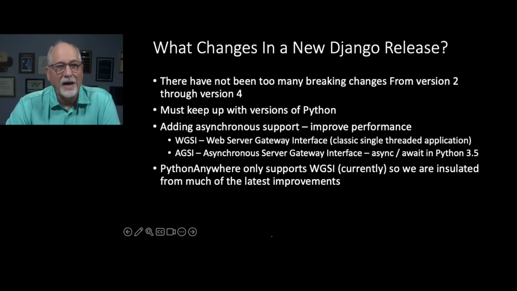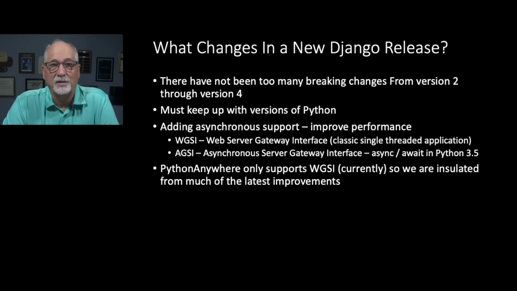So what happens when we put in a new Django release? The nice thing is that going from version 2 through version 4 over the last couple of years, there have not been too many breaking changes of our Django code itself. They have to do things like keep up with new versions of Python, because Python has been advancing pretty rapidly over that same time period. And so if they use Python 3.4, in a couple of years they can't use Python 3.4. The other thing that they've been doing is sort of in a way to compete with other web frameworks. They're adding asynchronous support to improve performance.